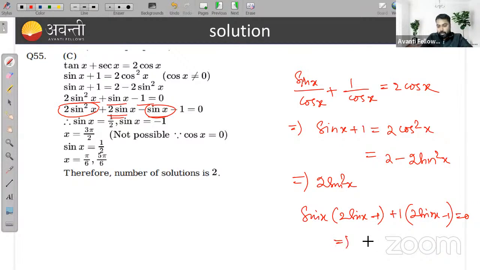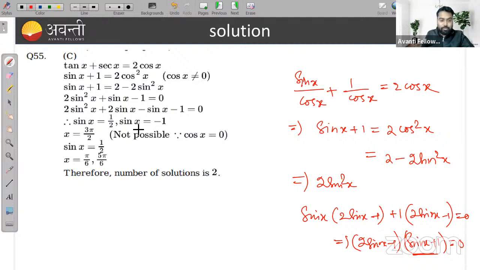So finally it becomes 2 sin x minus 1 into sin x plus 1 is equal to 0. So here I am getting 2 sin x is equal to 1, so sin x becomes 1 by 2, and from this sin x becomes minus 1. So when sin x is equal to minus 1, x becomes 3 pi by 2.